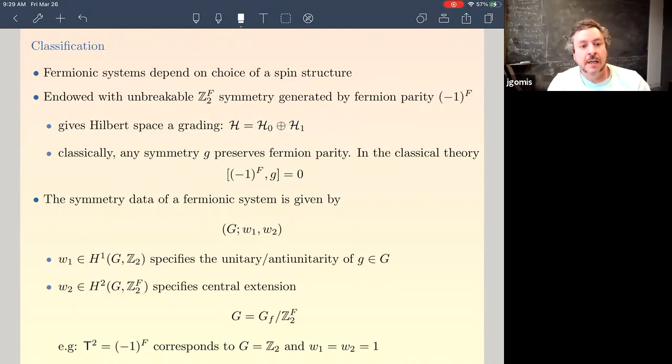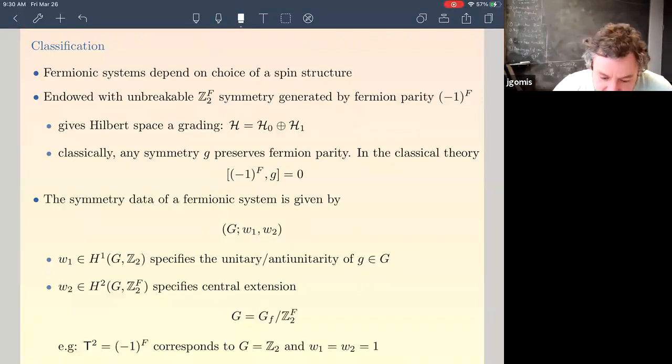Now, classically, any symmetry G preserves fermion parity. So in the classical theory, G commutes with (-1)^F. So any symmetry that acts unitarily in the Hilbert space is Grassmann even, essentially. Remember this because this will become important later when we discuss anomalies, where this will stop being true in systems that have a particular type of anomaly. And this will have very strong consequences for the dynamics of the system. Now, what are we going to say about the classification of symmetries in a fermionic system?